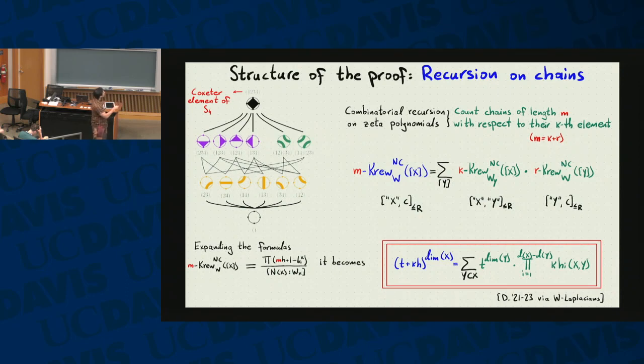So you can count chains in a lattice by saying, okay, if you want to count chains with m elements, let's see what is the type of the kth element of the chain. If it is type Y, let's keep it, write it down, and then the remaining elements go from type Y all the way up to the Coxeter element.